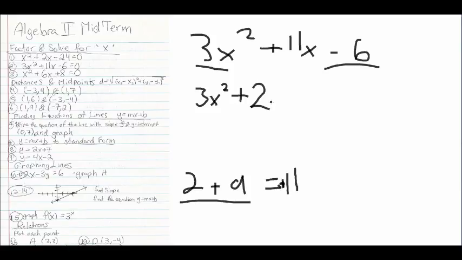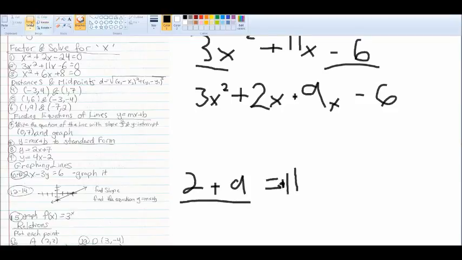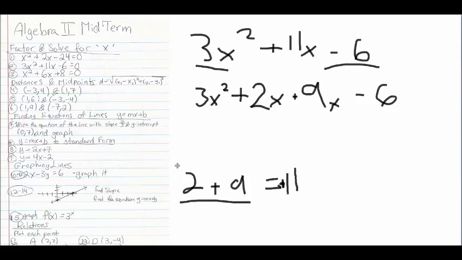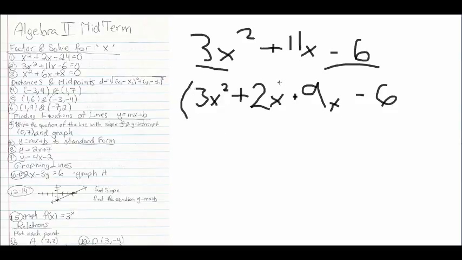So now let's rewrite the formula. We have the polynomial 3x squared plus the new set of numbers, which is 2x plus 9x minus 6. All right. Now we have to group the new polynomial that we wrote, or trinomial rather. So we're going to group 3x squared and 2x, and we're going to group 9x and minus 6. So we're grouping into two binomials.